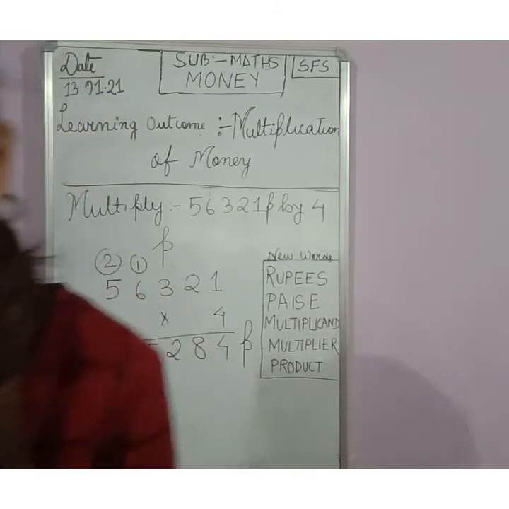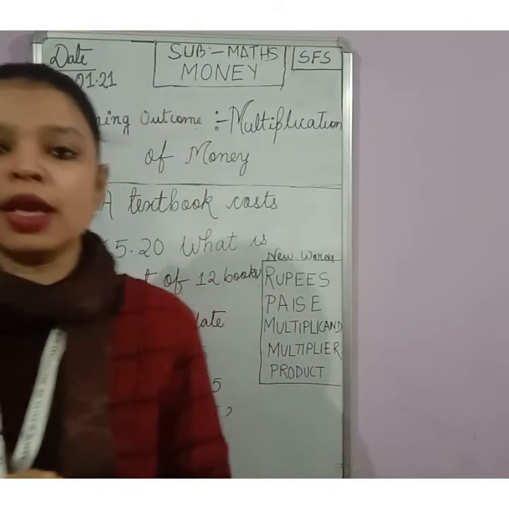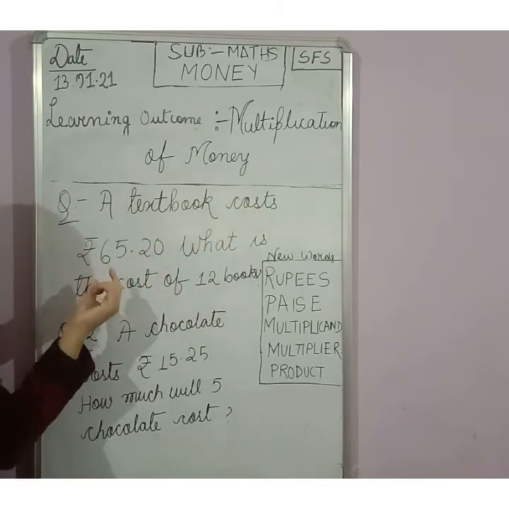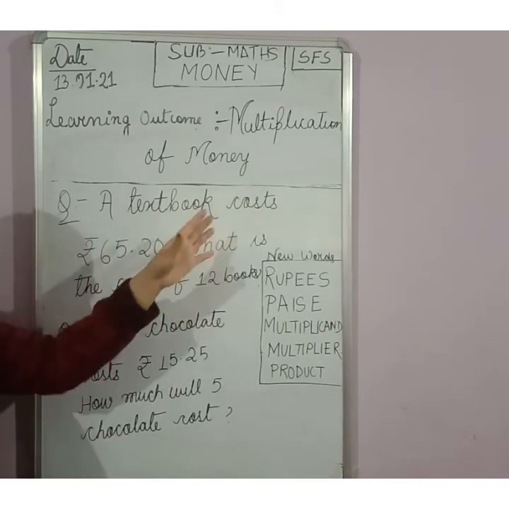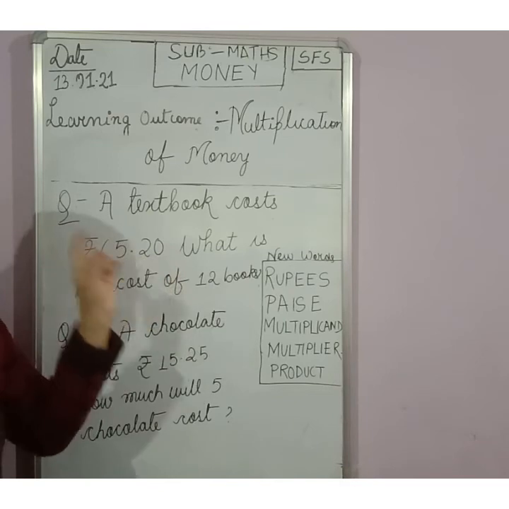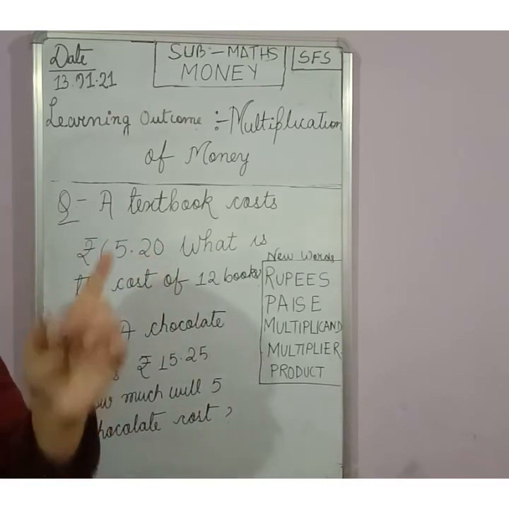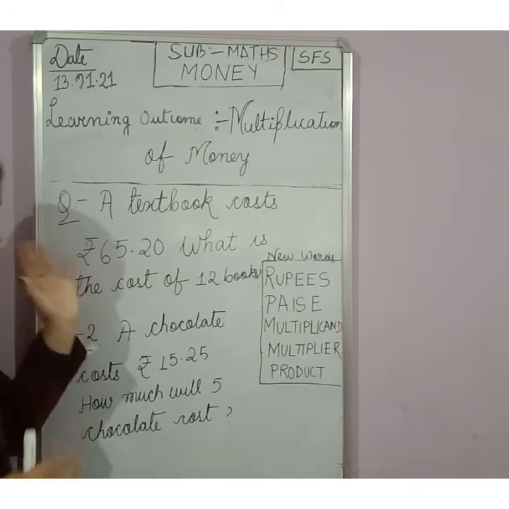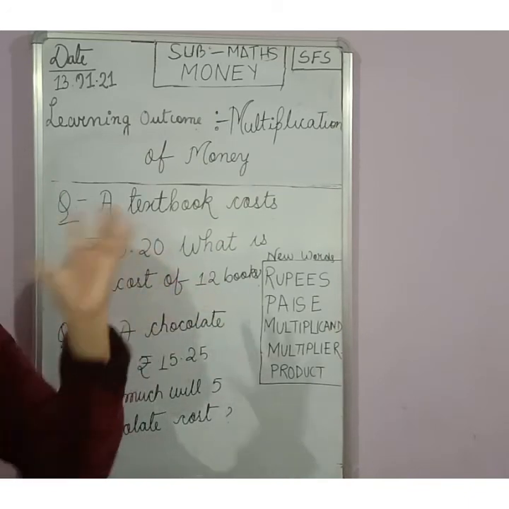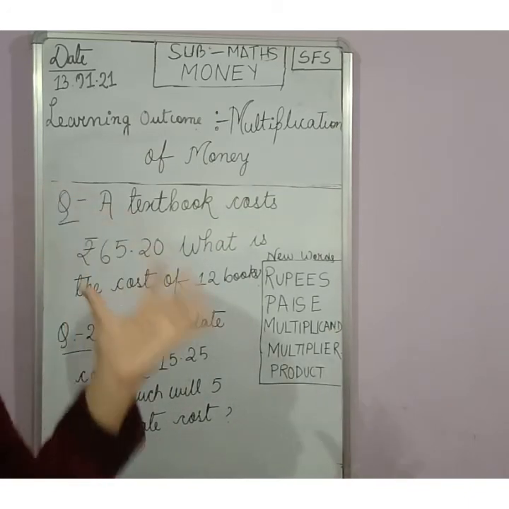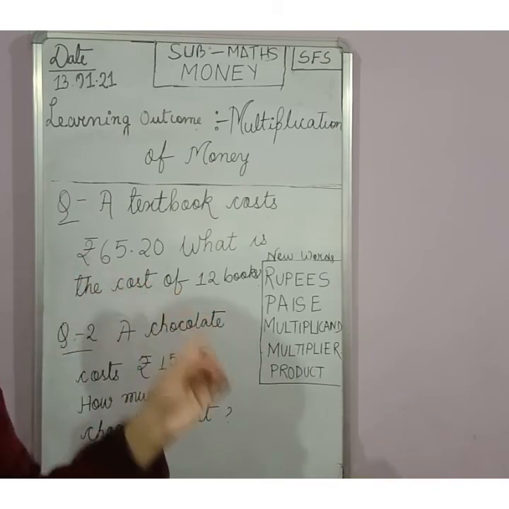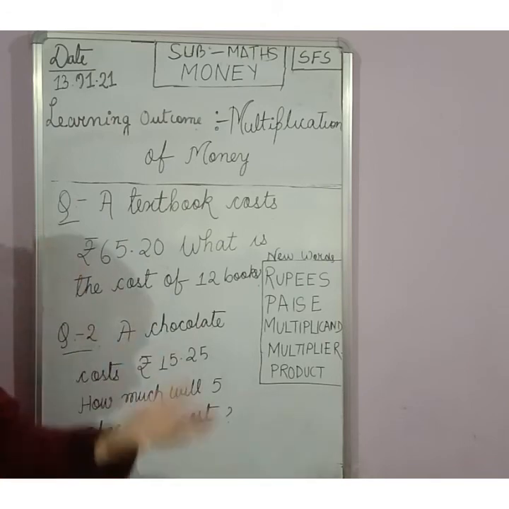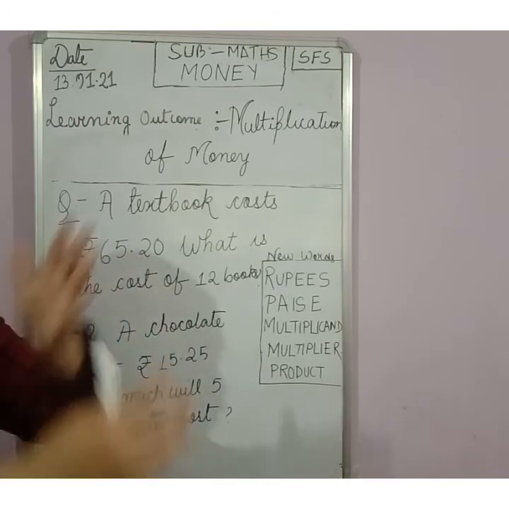Based on the topic we have discussed today, I have taken 2 questions here. Okay, a textbook cost rupees 65 and 20 paise. What is the cost of 12 books? If a textbook, the price of the textbook is this much, 65 rupees and 20 paise, what is the cost of 12 books? You have to find the value of many books. Okay, not one, but 12 books. What you will do here? You will multiply, because you have to find the value of 12 books.